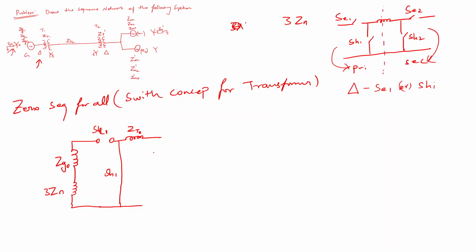Again, this is for the primary side. Now I am going to the secondary side. What is the connection type of the secondary side? Star, sir. Star, and also the neutral is connected to ground. Correct or not? Yes, sir, star as well as neutral connected to ground.